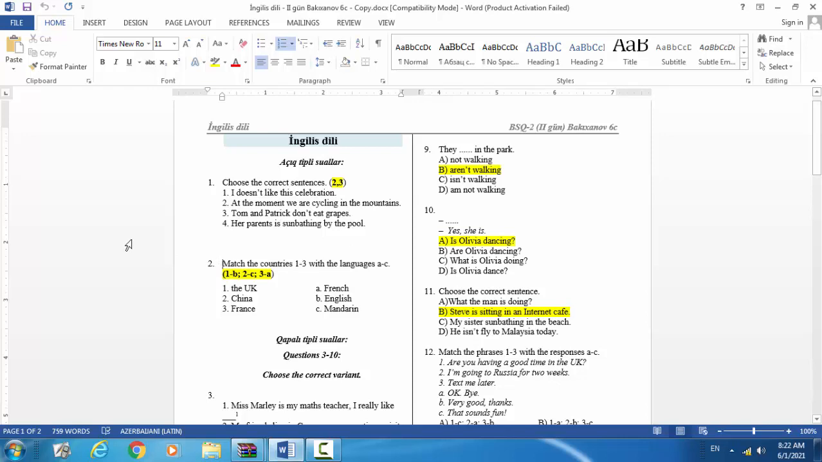Question 2. Match the countries with languages. People speak English in the UK. Chinese people use Mandarin. People speak French in France. So, 1B, 2C, 3A.